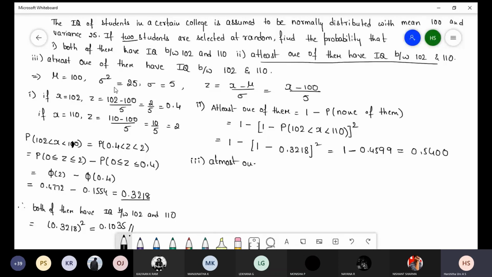Next, third one, at most one of them. That means 1 minus P of both of them. Here 1 minus P of both of them. For both of them we have got the answer 0.1035. So 1 minus 0.1035 is equal to 0.8965.